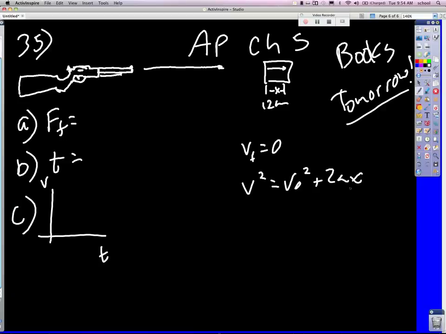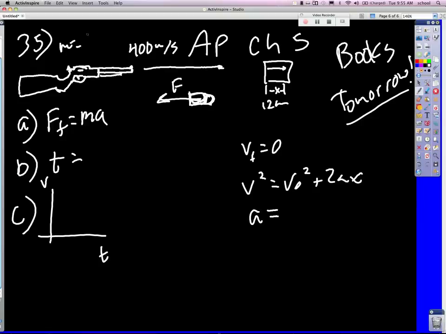If we look at the bullet as it goes through the wood, the force that's acting is just f sub f. So f sub f is equal to ma. Did they give us the mass of the bullet? Yes, 10. See, this is why you're supposed to write all the givens down. Anyways, if we can get a, we can get the force.